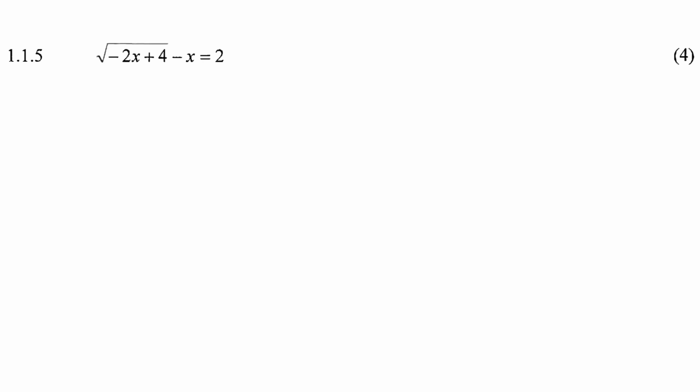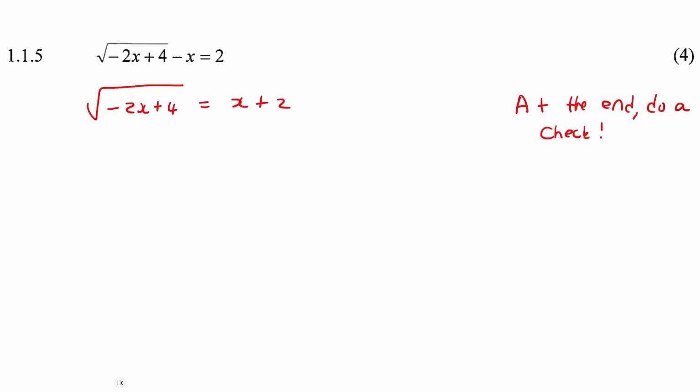We have a square root equation. As soon as you see a square root equation, I want you to immediately remember that the way we solve square root equations is we want to have the square root by itself. So we're going to take this minus x to the other side, so it'll just become x plus 2. Then what we do is we square both sides. So we take this to the power of 2.